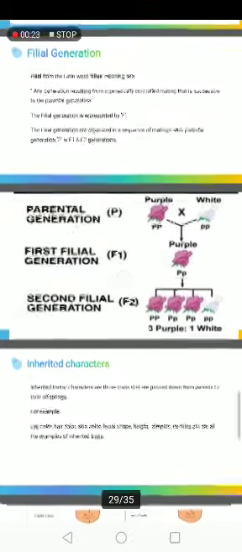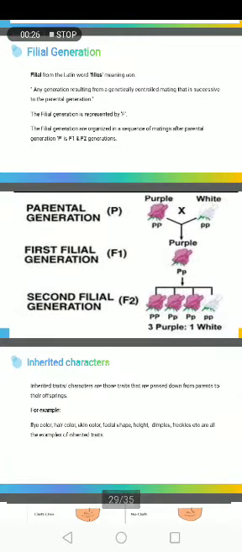The filial generation is represented by F. The filial generations are organized in a sequence of matings after the parental generation. P is followed by the F1 and F2 generations. F1 is the first filial generation and F2 is the second filial generation.